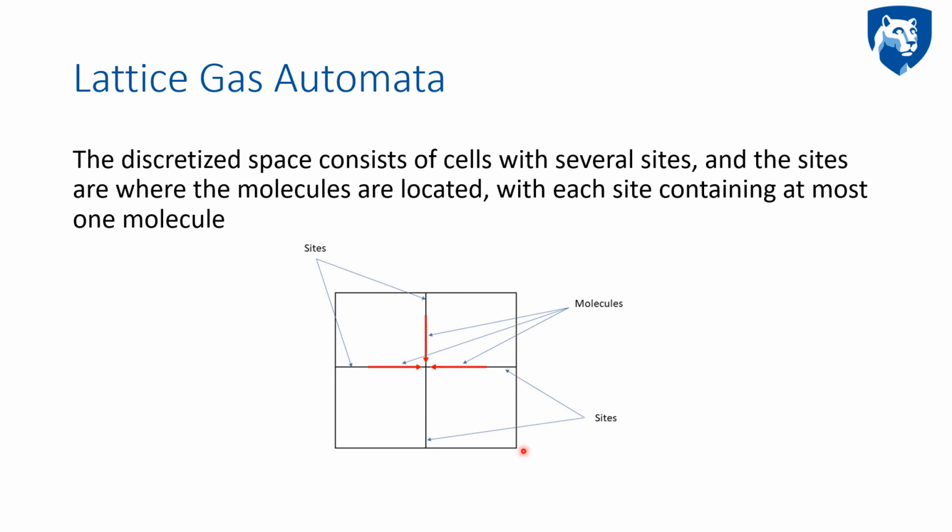Each cell has certain sites, which are shown here, these spaces right here. And these sites are where the gas molecules are located. Now each site can either have a molecule, like shown here, these red arrows are molecules, or it can be vacant, like this site right here. And each site can have at most one molecule.